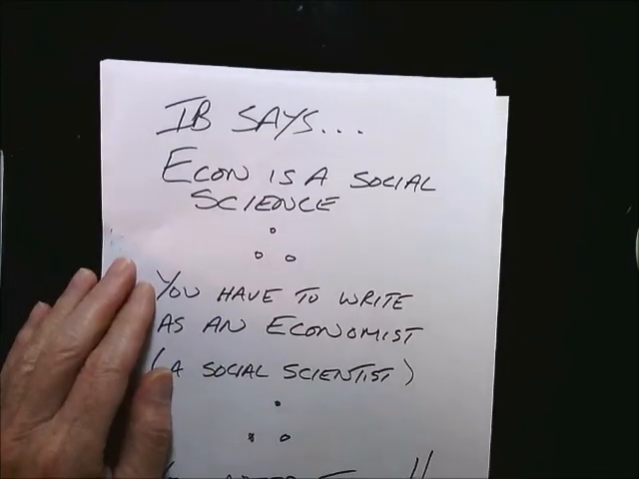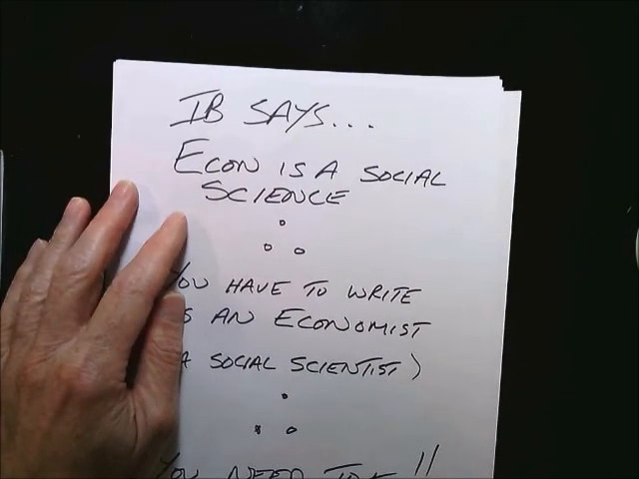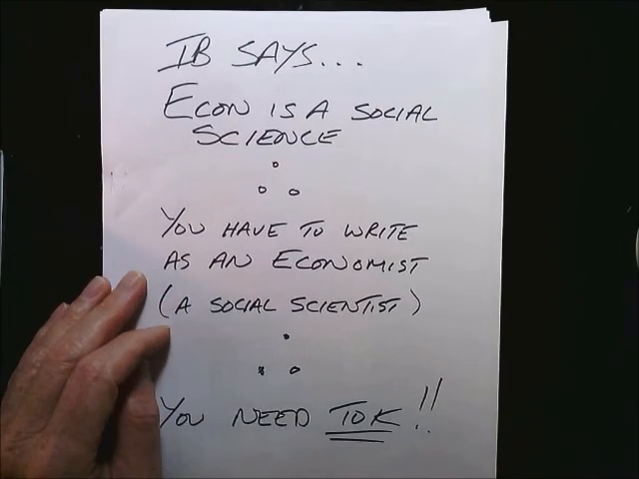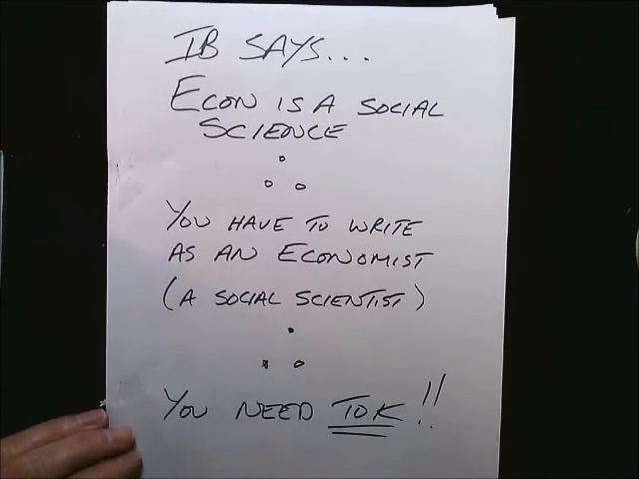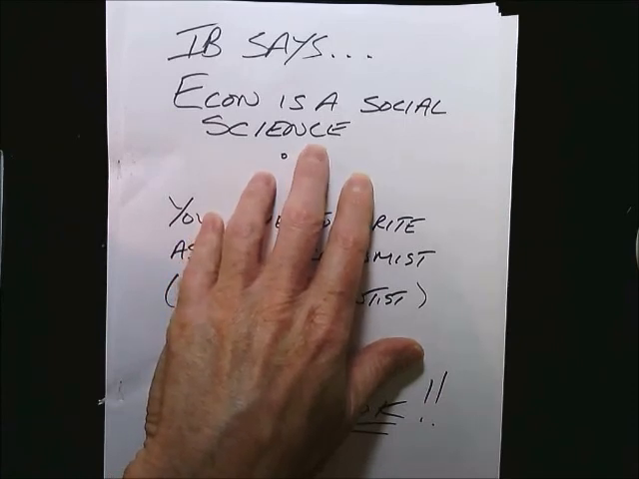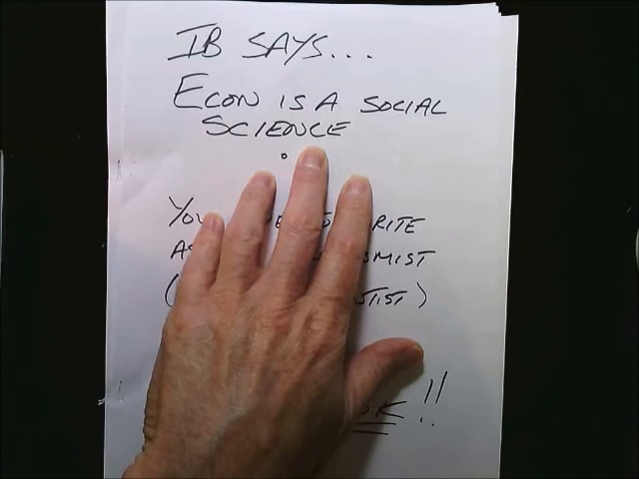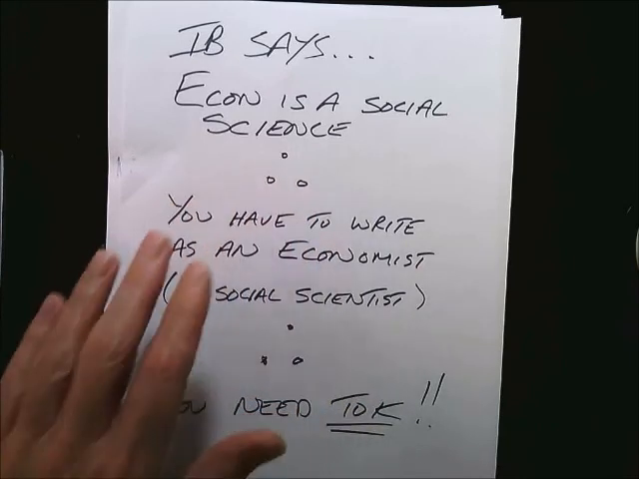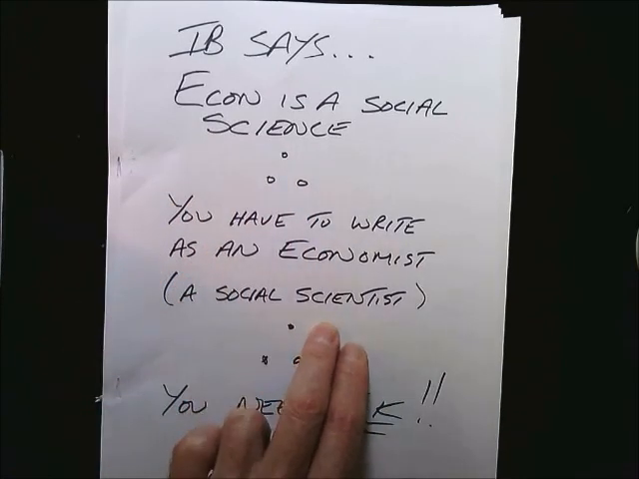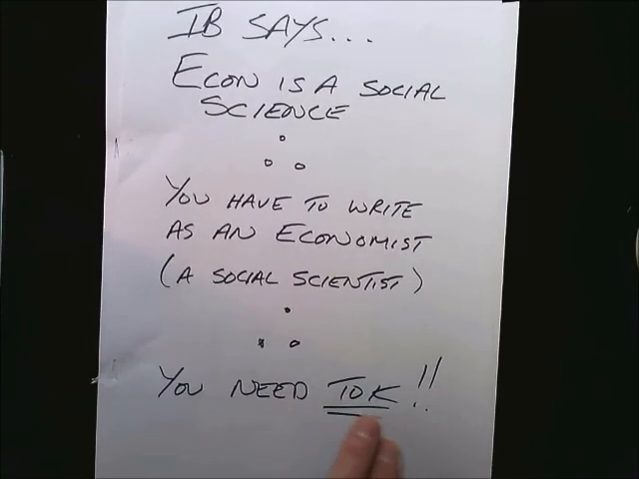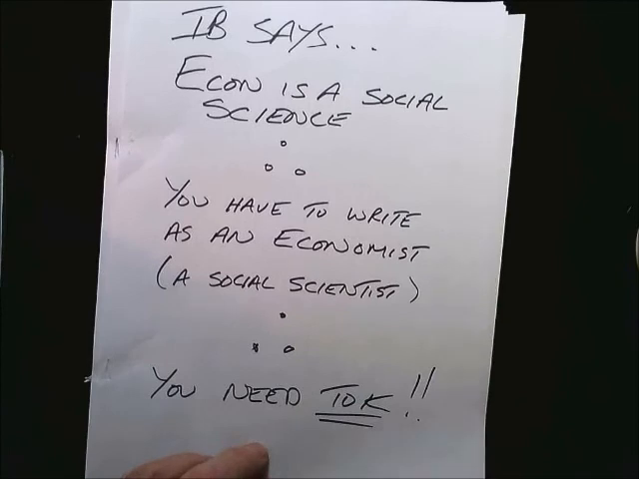Okay. So the IB says that economics is a social science. You have to write as an economist, as a social science. Therefore, you need a theory of knowledge to help you. I'll just go over that again. It says in the syllabus, economics is a social science. There are a bunch of different ways that we can study economics, but the IB's having us study economics as a social science. And so we have to write as a scientist, a social scientist, and that has implications for your commentary. And this is where theory of knowledge can help you with that.